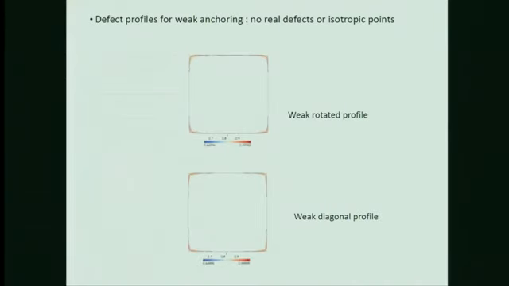But what is probably more interesting is rather defects, or the lack of them, when we go from the strong anchoring to the weak anchoring case. Because here I have the profiles. It's possible the pictures are not very visible, but the weak solutions don't really have any real defects or isotropic points. You do have regions of reduced order at the corners, but you don't have any real defects.